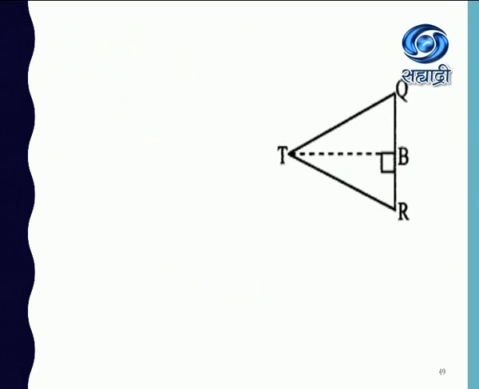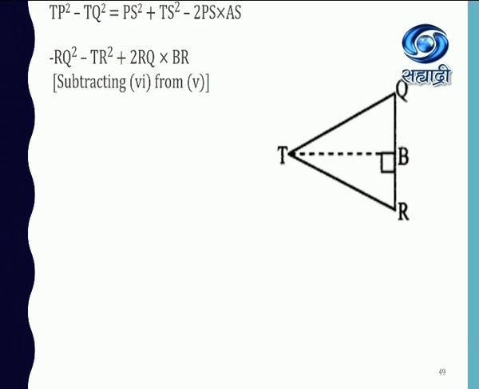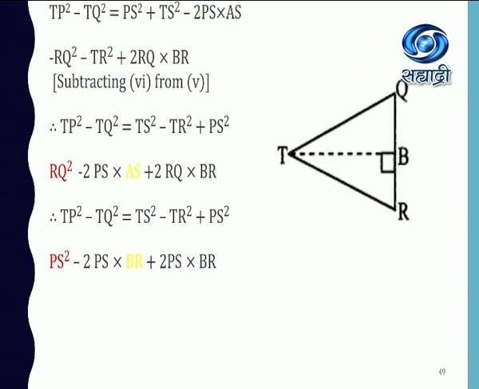So look at the figure carefully and imagine what we are trying to solve and how we are trying to solve it. If you subtract, TP square minus TQ square is equal to PS square plus TS square minus 2PS into AS, minus that complete sixth one, that is RQ square plus TR square plus 2RQ into BR. When we write it together, it looks like this, and we are aware that RQ is equal to PS and AS is equal to BR.